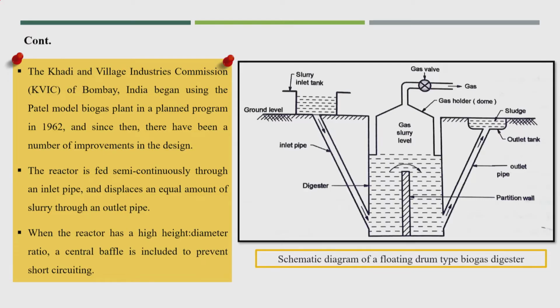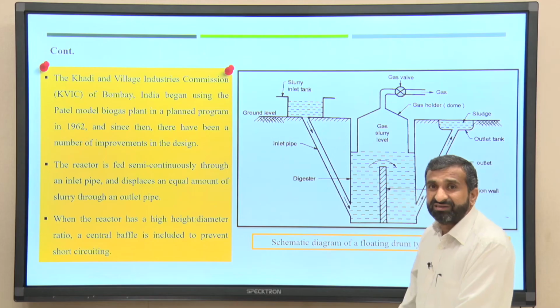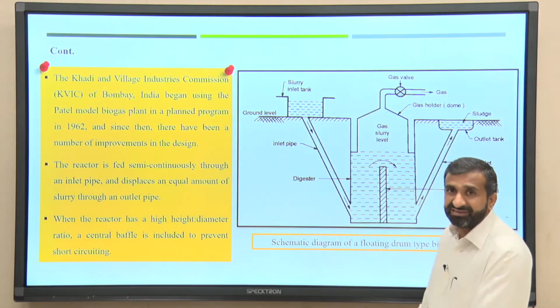In 1962, the Khadi and Village Industries Commission, KVIC of Bombay, India, began using the Patel model biogas plant in its program, and since then there have been a number of improvements in the design. The reactor is fed semi-continuously through an inlet pipe and displaces an equal amount of slurry through an outlet pipe. When the reactor has a high height to diameter ratio, a central baffle is introduced to prevent short circuiting. That was one very important improvement in the Patel model reactor.